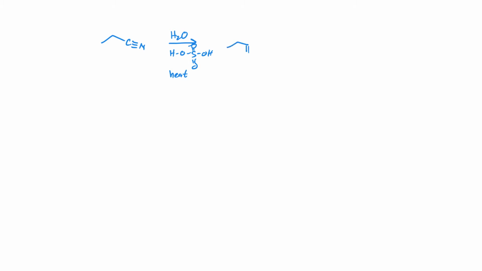turn this into an amide, which under the reaction conditions, strong heat, strong acid, we can't isolate. And so we end up with, as we saw on the reactions of amides, lots of heat, water, and acid will give us the carboxylic acid as our functional group. So we can basically take our CN triple bond and hydrolyze it to a carboxylic acid.